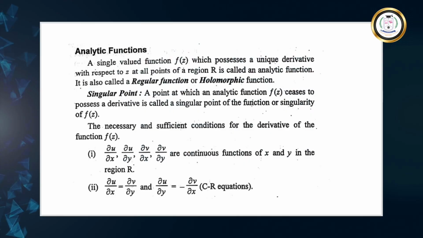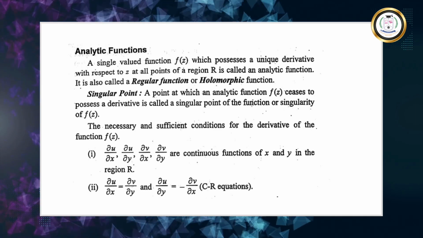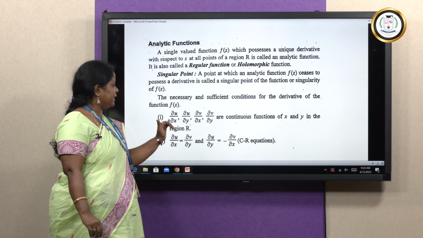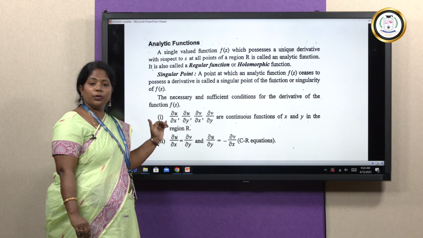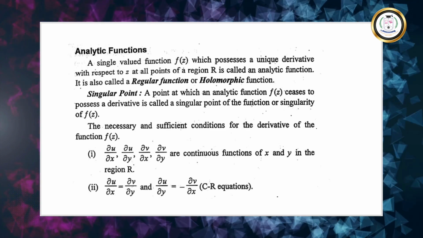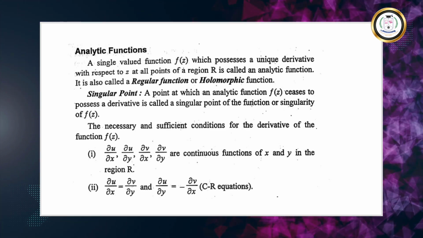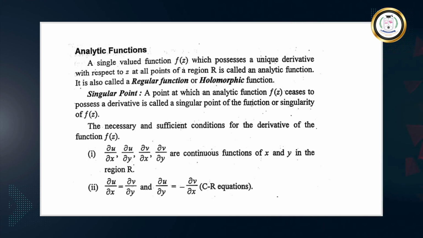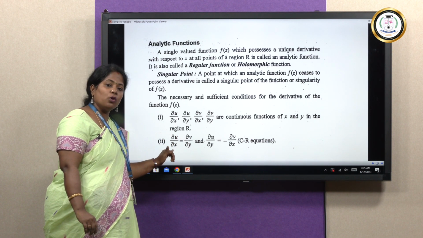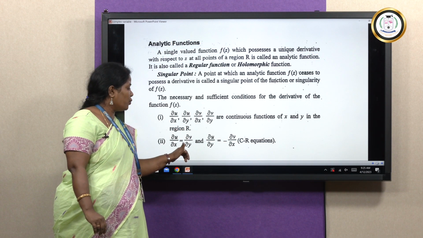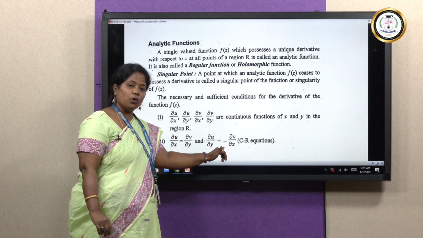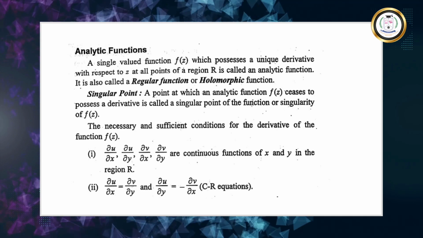Now we will see the necessary and sufficient condition for the derivative of f(z). All these partial derivatives should exist, that is dou u/dou x, dou u/dou y, dou v/dou x, dou v/dou y are continuous functions of x and y in the region R. Then ux = vy. In other words, dou u/dou x = dou v/dou y, and dou u/dou y = -dou v/dou x. These equations are called the CR equations.